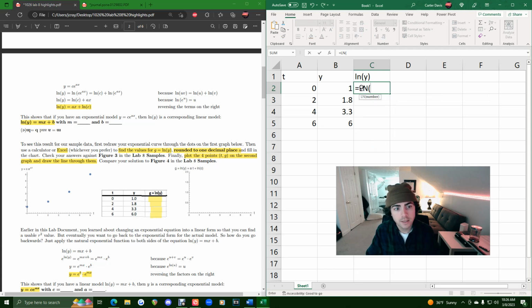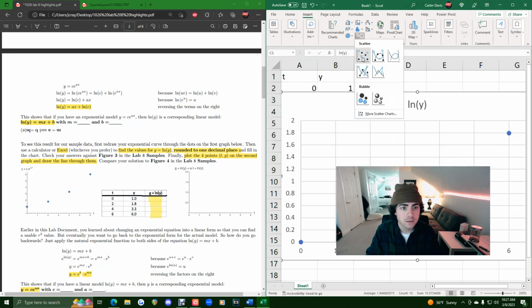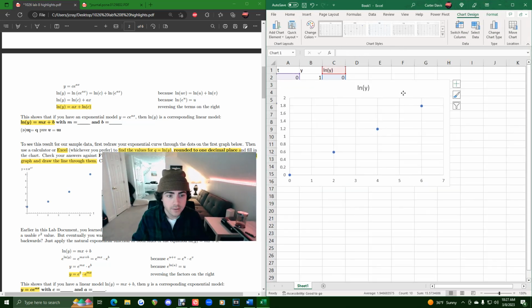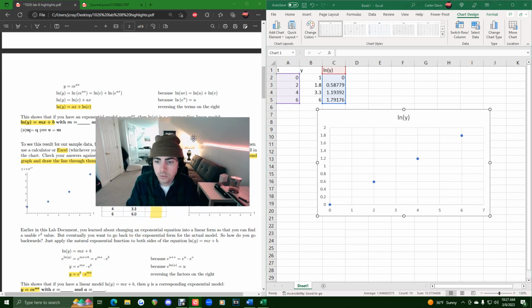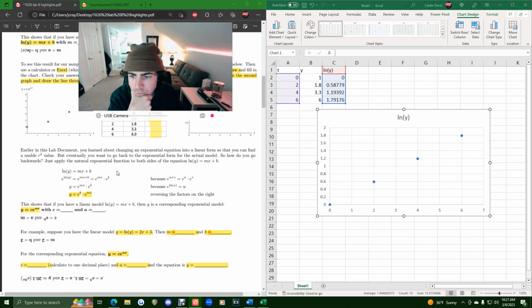So if you do ln of these y values, so ln of b2, and then drag this down, what we're going to do is highlight column A and hold control, then click column C. We'll highlight both those. We'll go to insert, scatter. See how these are almost more linear points now? They ask us to plot the 4 points and draw the line through them.